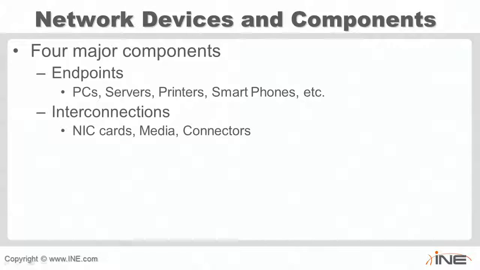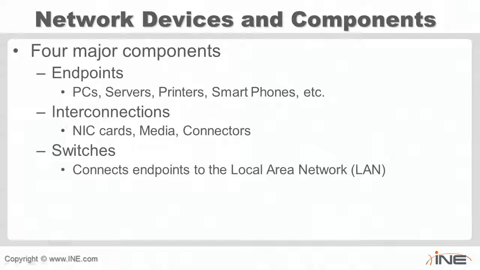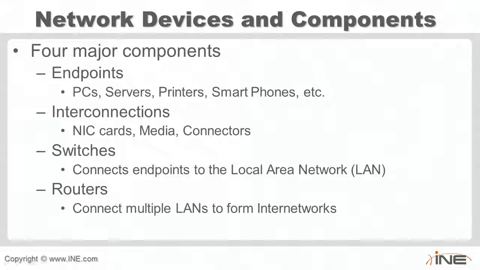So for our scope, the main thing we're going to focus on is the other two. The switches, which are going to be used to connect devices together to make what's known as the local area network, or the LAN, and then the routers, which are used to connect multiple LANs together to make internetworks. Or like in the case of the internet, it's a collection of smaller local area networks that routers are connecting together in order for us to go to google.com or to go to whatever other application resource we want.